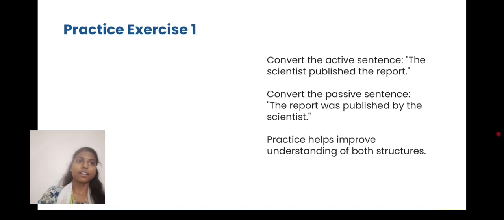Practice exercise 1. Convert the active sentence: the scientist published the report. Convert the passive sentence: the report was published by the scientist. Practice helps improve understanding of both structures.